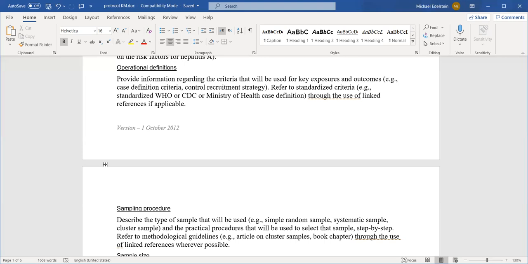Yeah. So this is your definitions. Generally, again, if you go back to exposure and outcome, you need to define who is exposed, who is not exposed, and who has the outcome of interest, who doesn't have the outcome of interest. Okay.